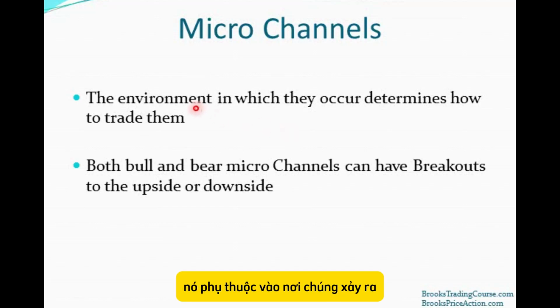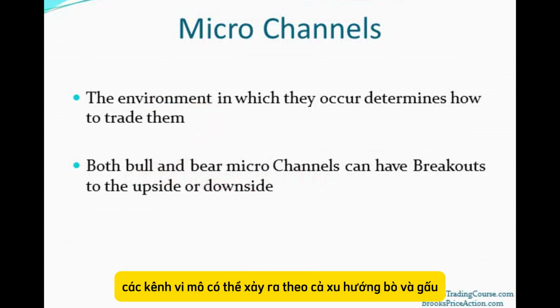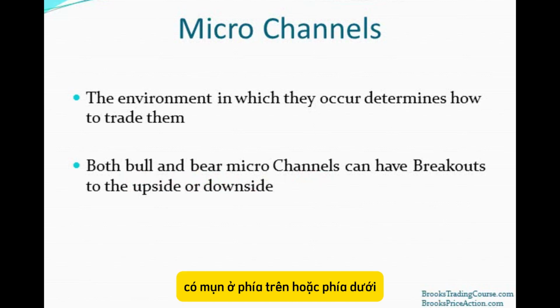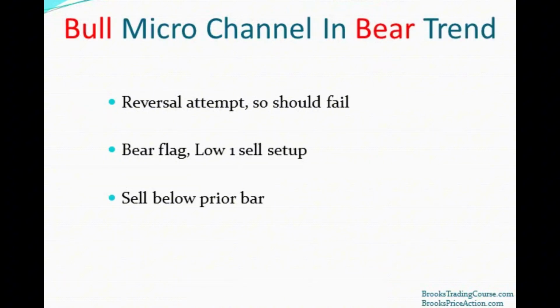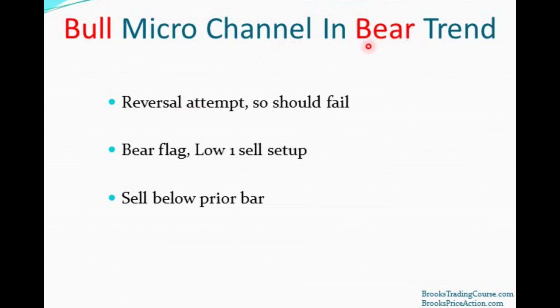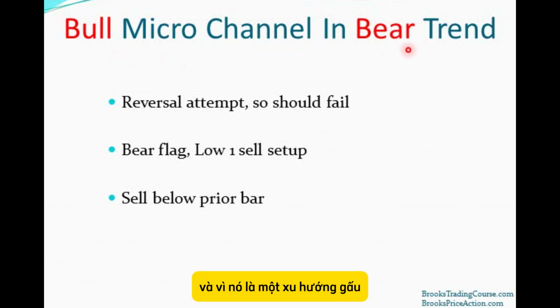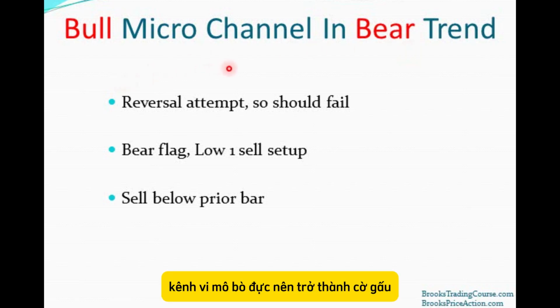How do you trade them? It depends on where they're occurring. Both bull and bear microchannels can occur in both bull and bear trends, and both can have breakouts to the upside or the downside. A bull microchannel in a bear trend is an attempt to reverse. And since it's a bear trend and most reversal attempts fail, the bull microchannel should become a bear flag and the reversal attempt should fail.